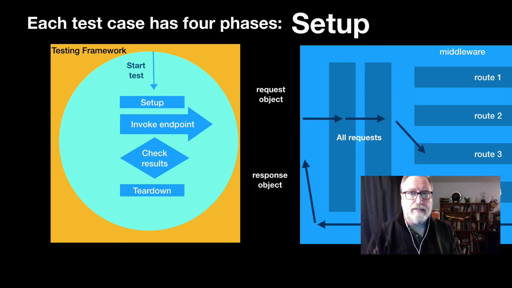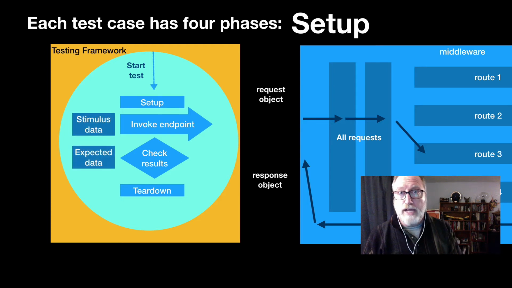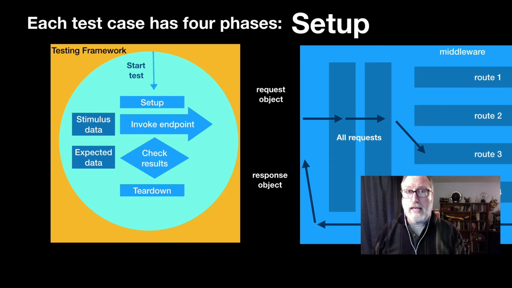The first phase is the setup phase. That's where we create whatever data we're going to feed into our backend, and we're going to create whatever data we're going to expect as a response. So we'll create the request object. We'll also create an expected response object. We'll also create any data that is required inside the database to make sure that the middleware has something to talk to back at the back end. Okay, so now we got all our data ready. Everything's set up. Each test case stands on its own, so it has to do all of the setup it needs.